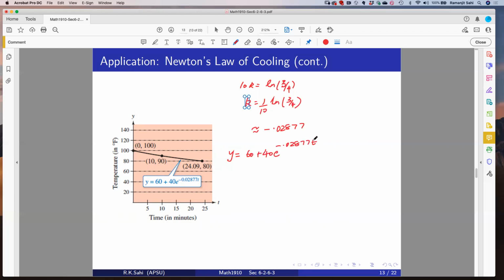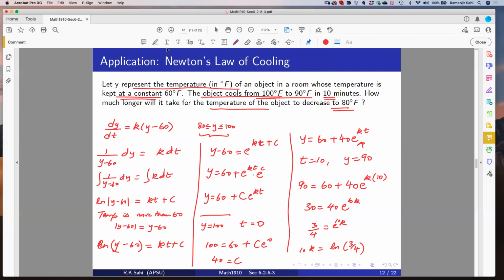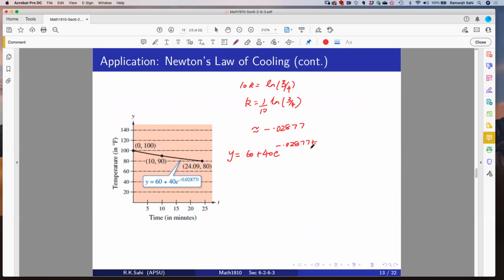Now remember, the question says, how long will it take for the temperature of the object to decrease? Like how much more time is it going to take to decrease to 80 from 90? That's what it means, because it started from 100, and took 10 minutes to reduce to 90. I need to know how much more time it will take to decrease to 80. So let's go back to our problem. First we'll find out the time it takes to reach 80. That's what we're going to do first.